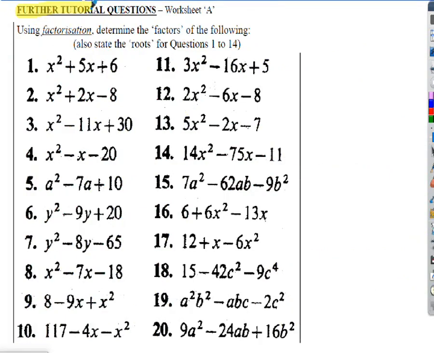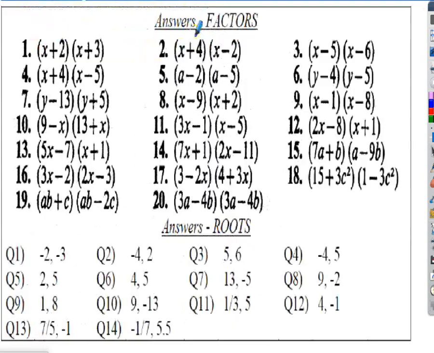Here are some further tutorial questions. If you want to attempt these, again try to solve using factorisation, find the factors and then find the roots. The answers are shown on the following slides. Here are the answers to the questions on the previous slide. The factors are shown for questions 1 through to 20, and the roots are shown for questions 1 through to 14.